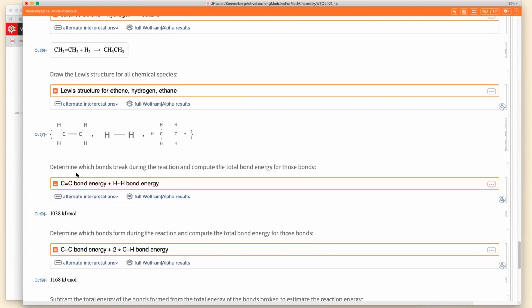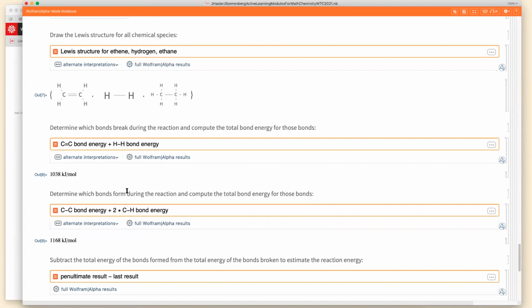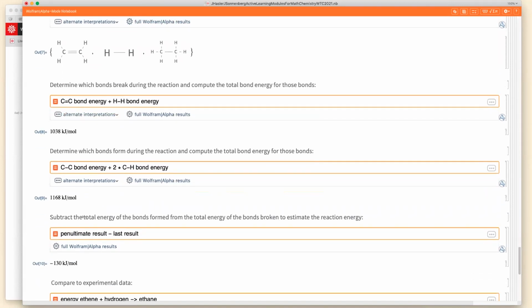And again, the power of the natural language comes in that we have a large tabulation of bond energies in the knowledge base. And so you can just request the bond energy that you want and do math with it right off the bat. Much like we would introduce the concept of how to use these bond energies in the classroom. So we can figure out which ones break, which ones form, add those together. Now, a little bit of the language syntax. Penultimate is the second to last output, and last obviously is this one. And so you can use that terminology just to do the subtraction. You could equally set the previous values to variables and then do that here. But the penultimate result and last result can be kind of fun to use as well.